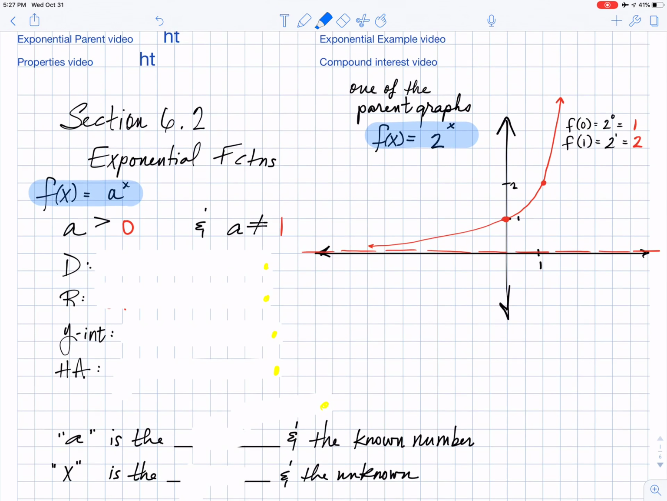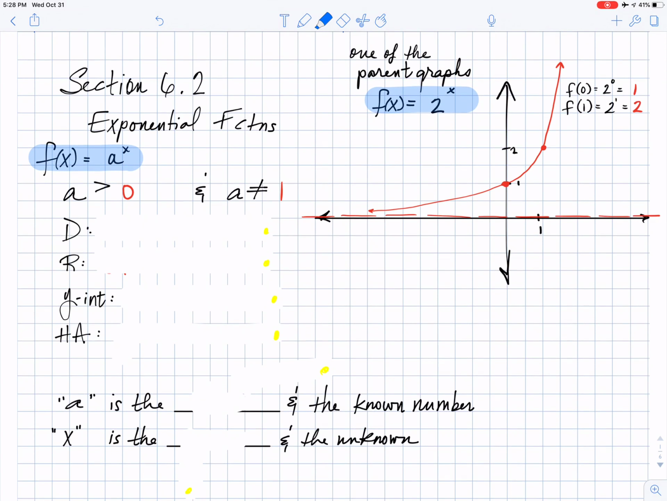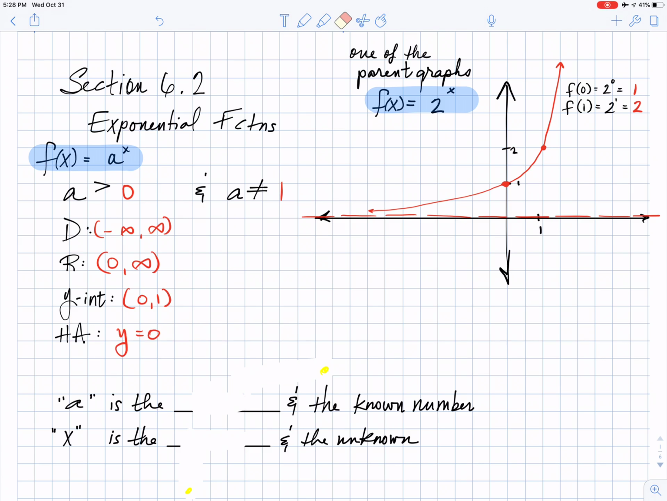Now I can easily find my domain and range. So I can see here that my domain is going to be negative infinity to positive infinity. My range, the lowest value is 0, but I'm not actually touching 0. So my bottom value is from 0 all the way up to positive infinity. I already talked about the y-intercept because the y-intercept was one of those special coordinates that I put on my graph, 0, 1. And my horizontal asymptote occurs on the x-axis, which is at y equals 0.